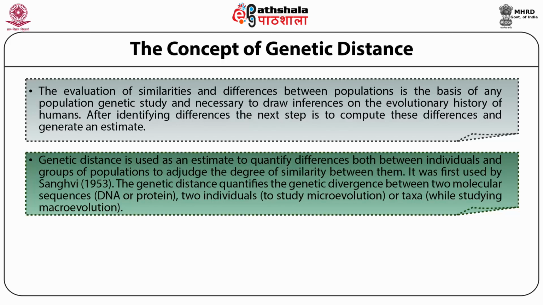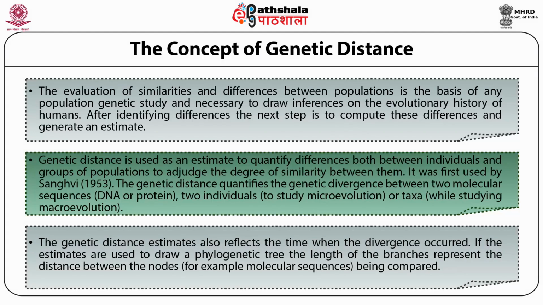It was first used by Sanghvi in 1953. The genetic distance quantifies the genetic divergence between two molecules, that is DNA or protein, or two individuals to study microevolution, or taxa while studying macroevolution. The genetic distance estimate also reflects the time when the divergence occurred. If the estimates are used to draw a phylogenetic tree, the length of the branches represents the genetic distance between the nodes being compared.